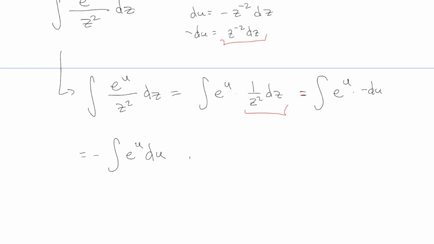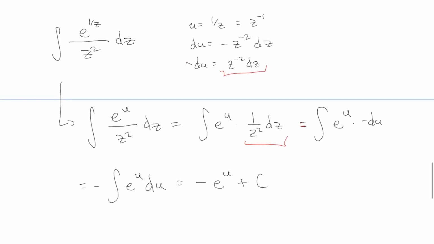I keep the minus in front. But what's the antiderivative of e to the u? It is e to the u. Plus c. And then the last step is to plug back in for the u. So u is 1 over z. And so my final answer is minus e to the 1 over z plus c.